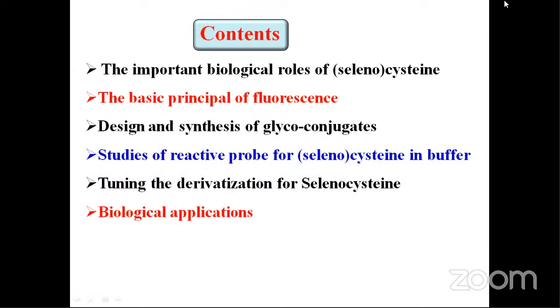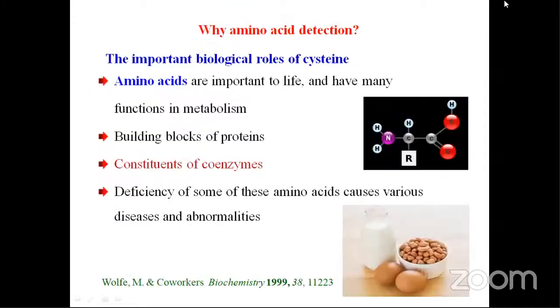The main important thing is how we can tune the derivatization for the different amino acids, like the cysteine and selenocysteine. We can tune the electron withdrawing groups, and we can selectively synthesize the molecules for the selective amino acids. And finally we will discuss bio applications.